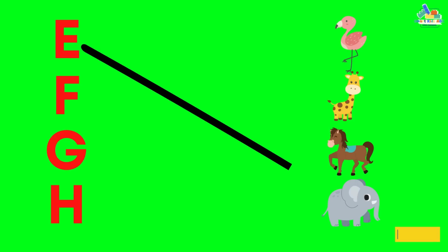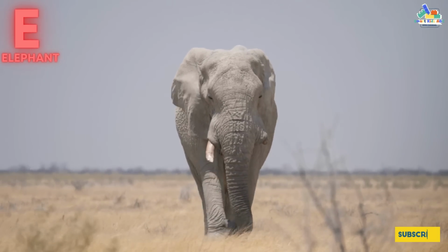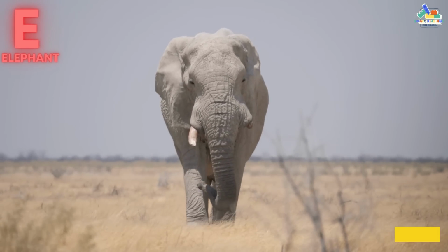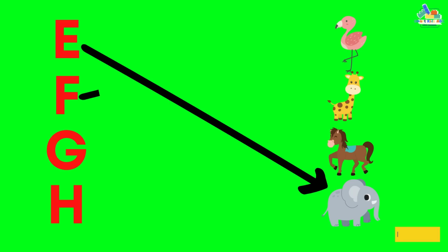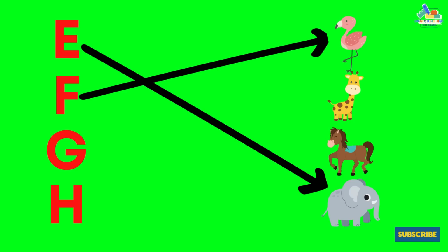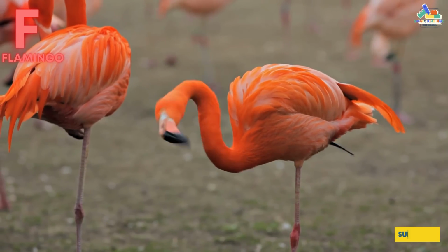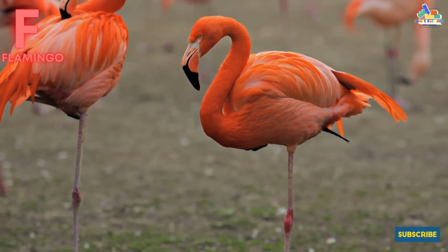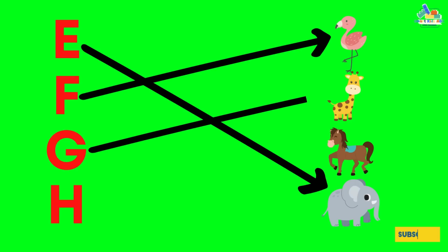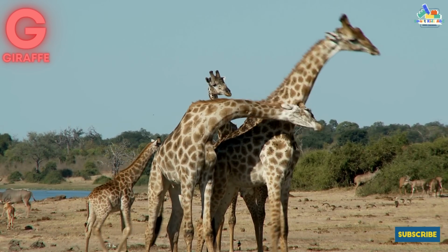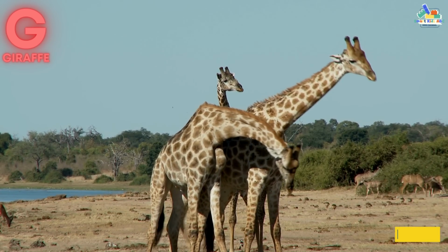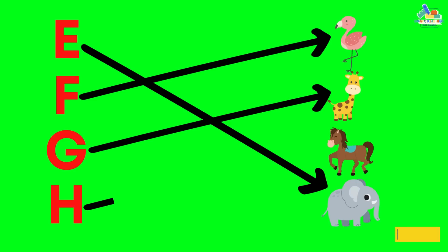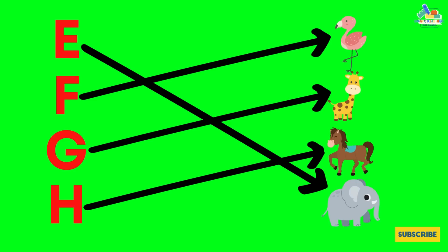E. E for elephant. F. F for flamingo. G. G for giraffe. H. H for horse.